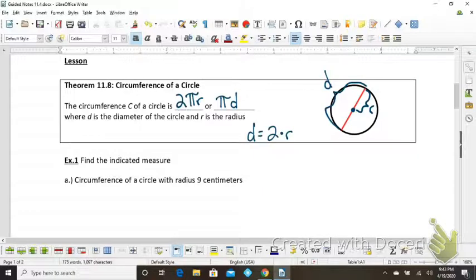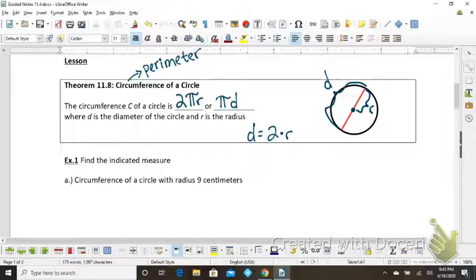It might also be helpful to remember that circumference is similar to perimeter. The circumference of a circle is like the length of the outer edge of it, so it's similar to perimeter of some of our other shapes. This means that our units will just be regular units. They will not be squared for circumference.